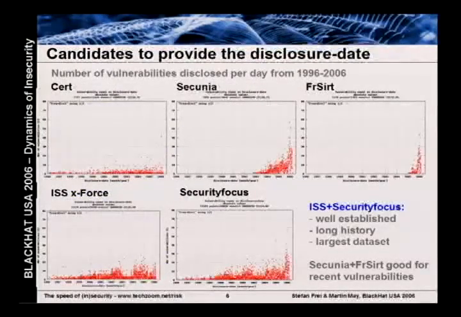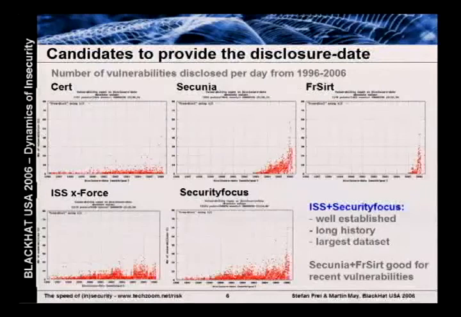When we look at those graphs, we have horizontally the timeline from 96 to 2006, and vertically the number of vulnerabilities disclosed by this entity per day. So vertically the scale goes from 0 to 80. When we look at this, we immediately see that Secunia and FR-CERT started relatively recently. So if you want to look back for more than a couple of years, they cannot provide all the data we need. However, at the rate they provide data right now, this rate is very good, and they are considered potential candidates for providing this disclosure data in the future.